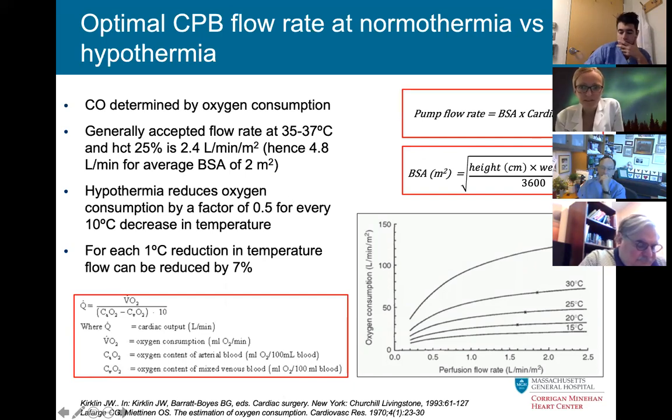A couple of formulas we should know. Pump flow rate is essentially your index with your BSA, which is your output. This is how you calculate cardiac output or BSA for your reference, and then cardiac output based on oxygen consumption formulas to know.